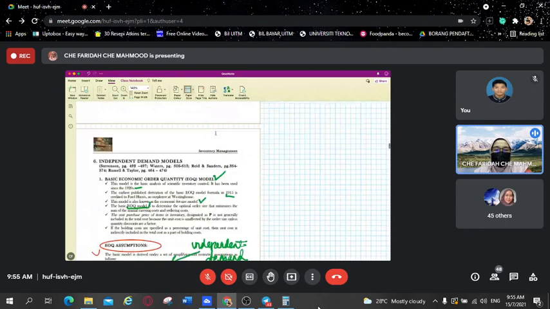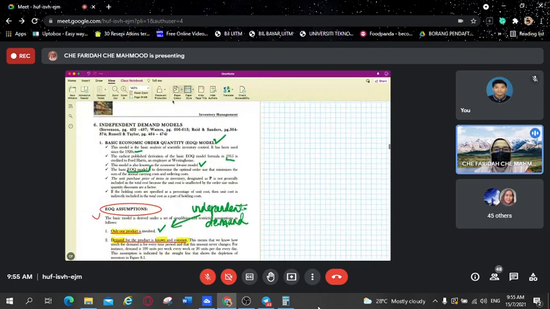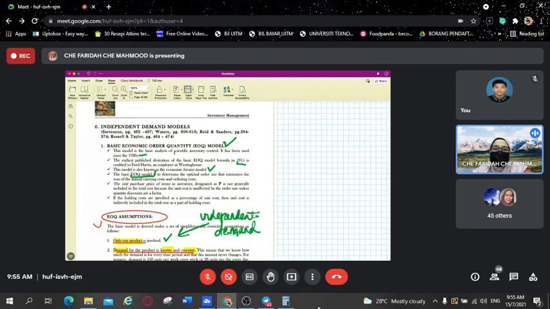So for basic economic order quantity, hopefully you can see this clearly. It was introduced way back in the 1920s, a long time ago. But it is actually a basic analysis of inventory control. Way back in the 1920s, they started to apply mathematics and statistics in management, managing people, managing tools, managing inventory.